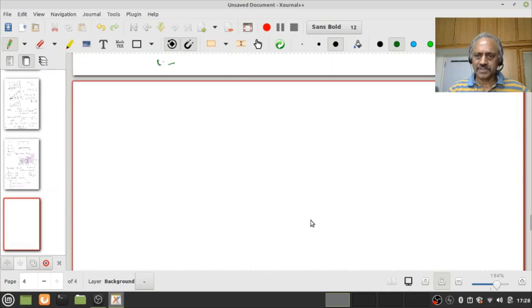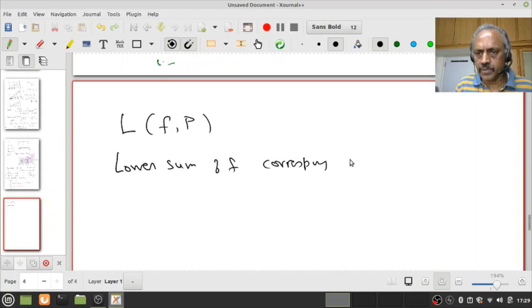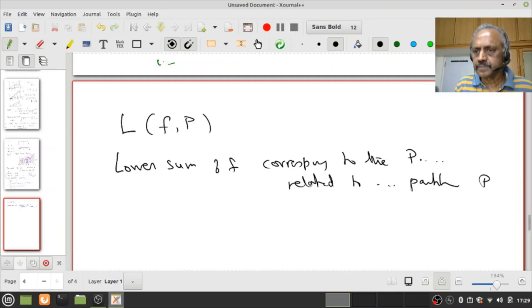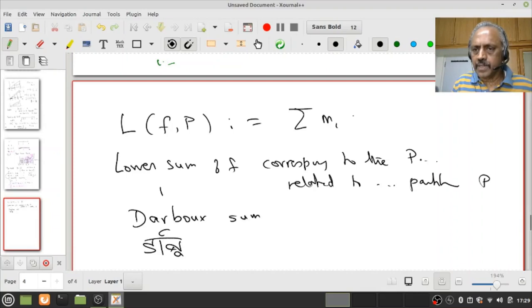So the first sum is what one denotes by the lower sum. This is L(f, P). How do I read it? As the lower sum of f corresponding to, or related to, the partition P. You understand? This by definition we call it, sometimes one also calls it the lower Darboux sum. I will drop f now: sum of mi times xi minus xi minus 1, i equal to 1 to n.